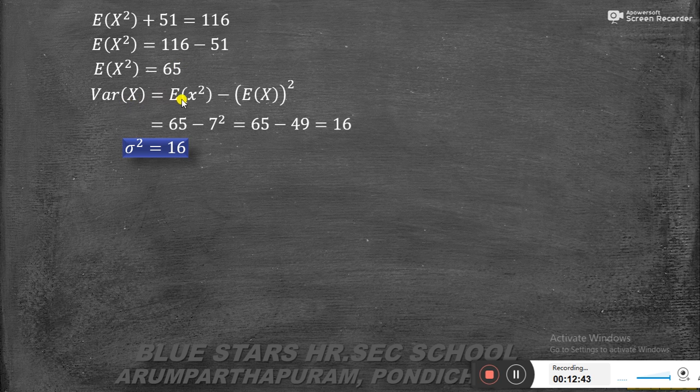So variance of x equal to expectation of x square minus expectation of x whole square. Expectation of x square is 65 minus expectation of x, which is 7 square. So 65 minus 49 equal to 16. So variance, sigma square, equal to 16.